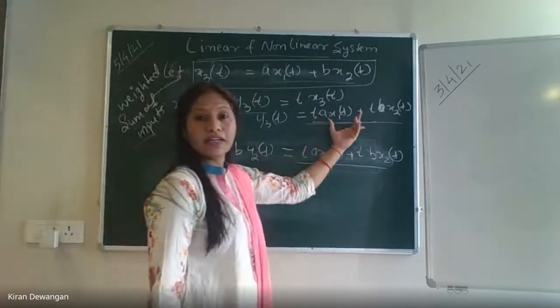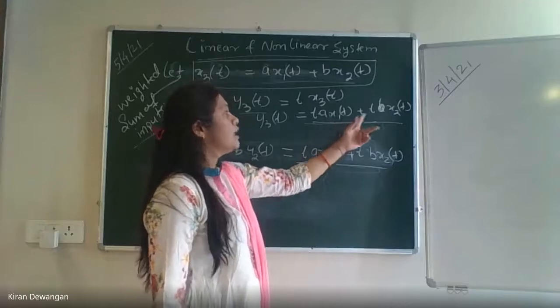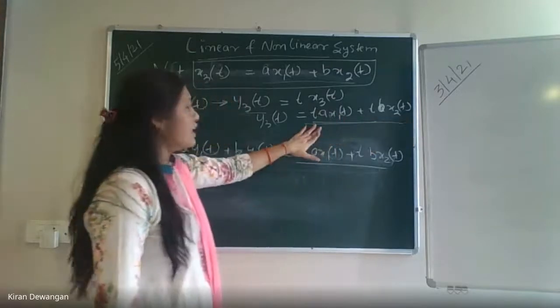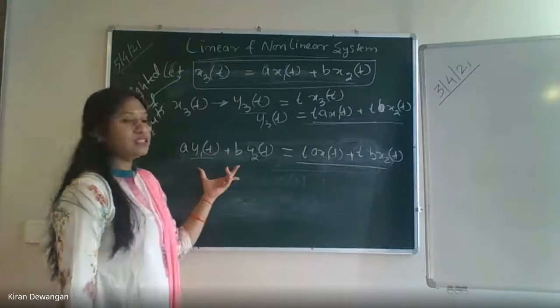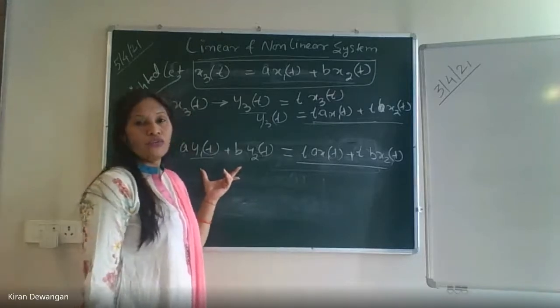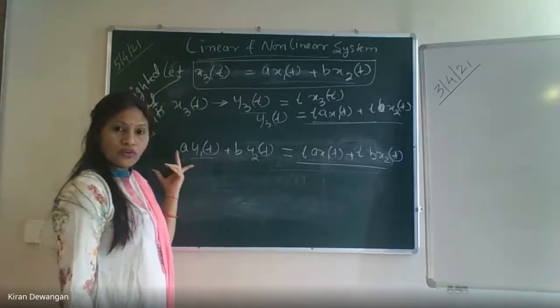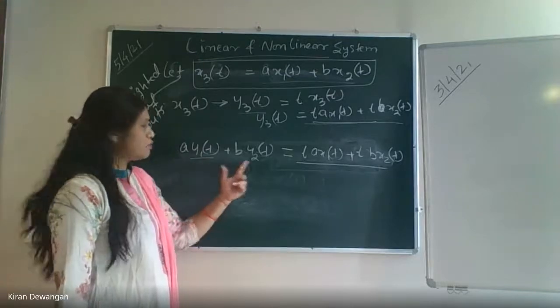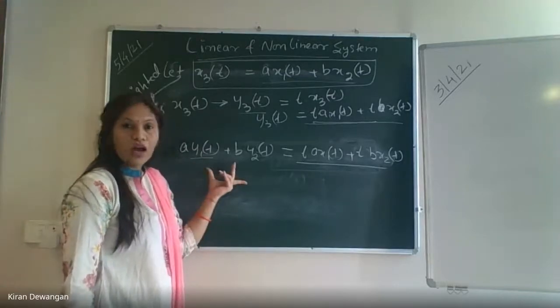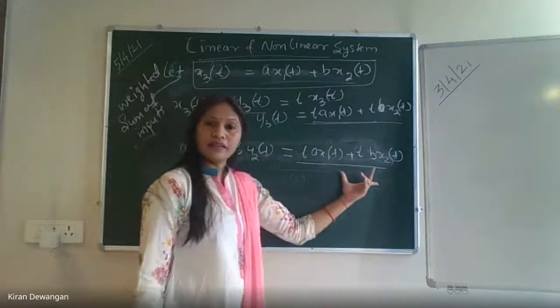That is what I am getting: a x1t plus b x2t. That is my y3t. And this is what? This is the weighted sum of output. So if I take the weighted sum of output, a y1t plus b y2t, this is the weighted sum of output. So in that case also I will be getting the same output.